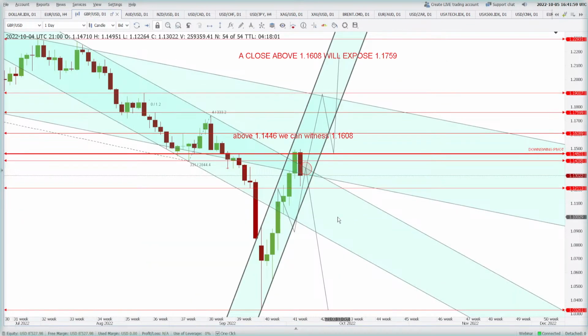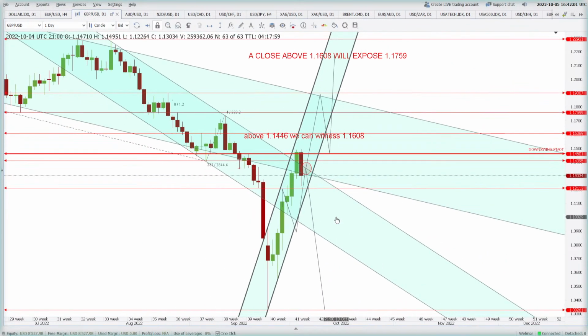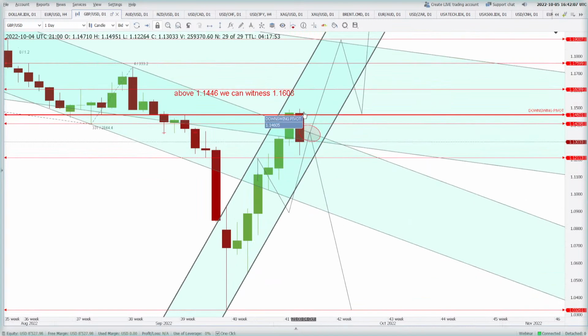Let's talk about the GBP/USD. No surprises here. Like I said, we want to see how the price behaves near the downswing pivot. There's already a bearish engulfing on the daily chart, but this candle needs to close, and only then will we be sure about it. Anything can happen during the 4 hours which are left.